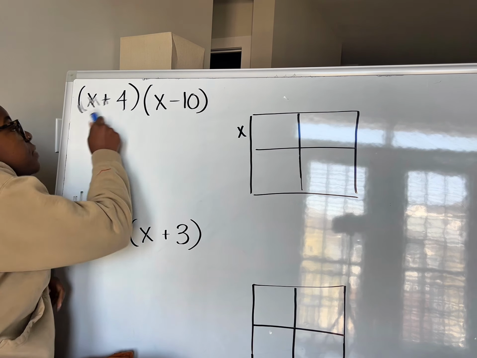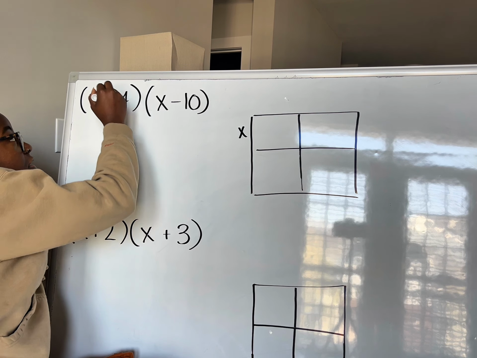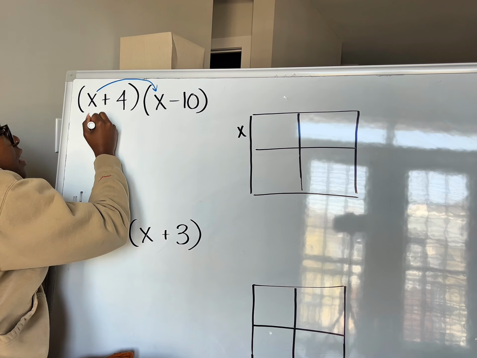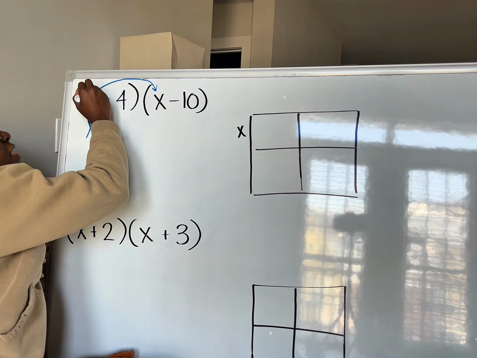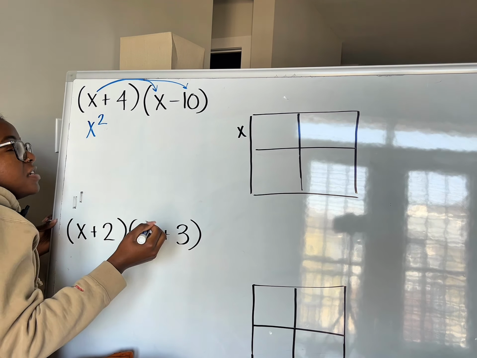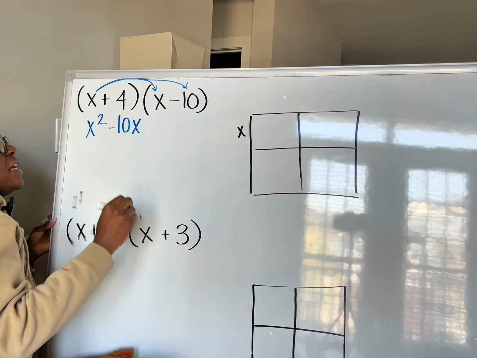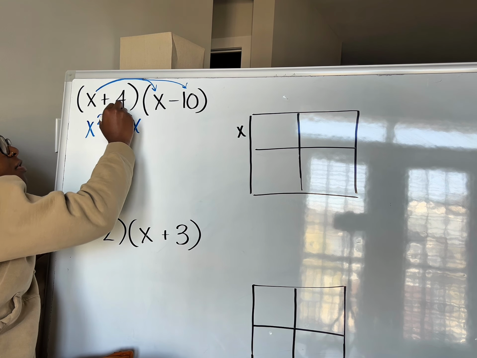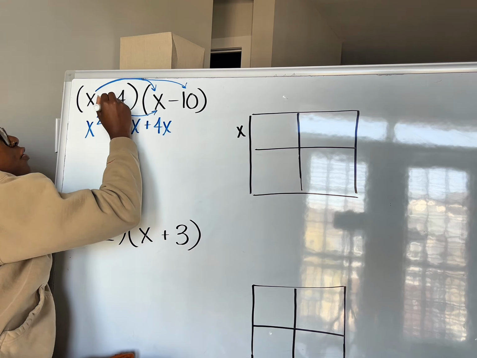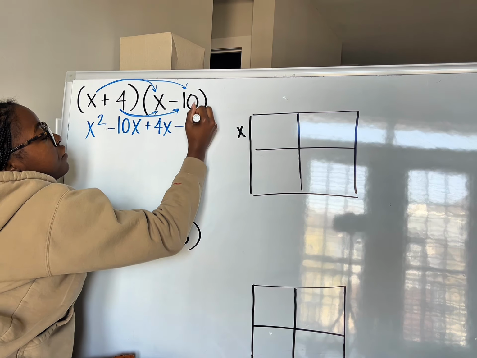So if I have x plus 4 times x minus 10, I'm going to distribute x to everything. So this x is going to multiply by x. X times x is x squared. Then this x is also going to multiply by negative 10. Negative 10 times x is negative 10x. Then the 4 is going to do the same thing. 4 times x is positive 4x. And then the 4 is also going to multiply by the negative 10. 4 times negative 10 is negative 40.